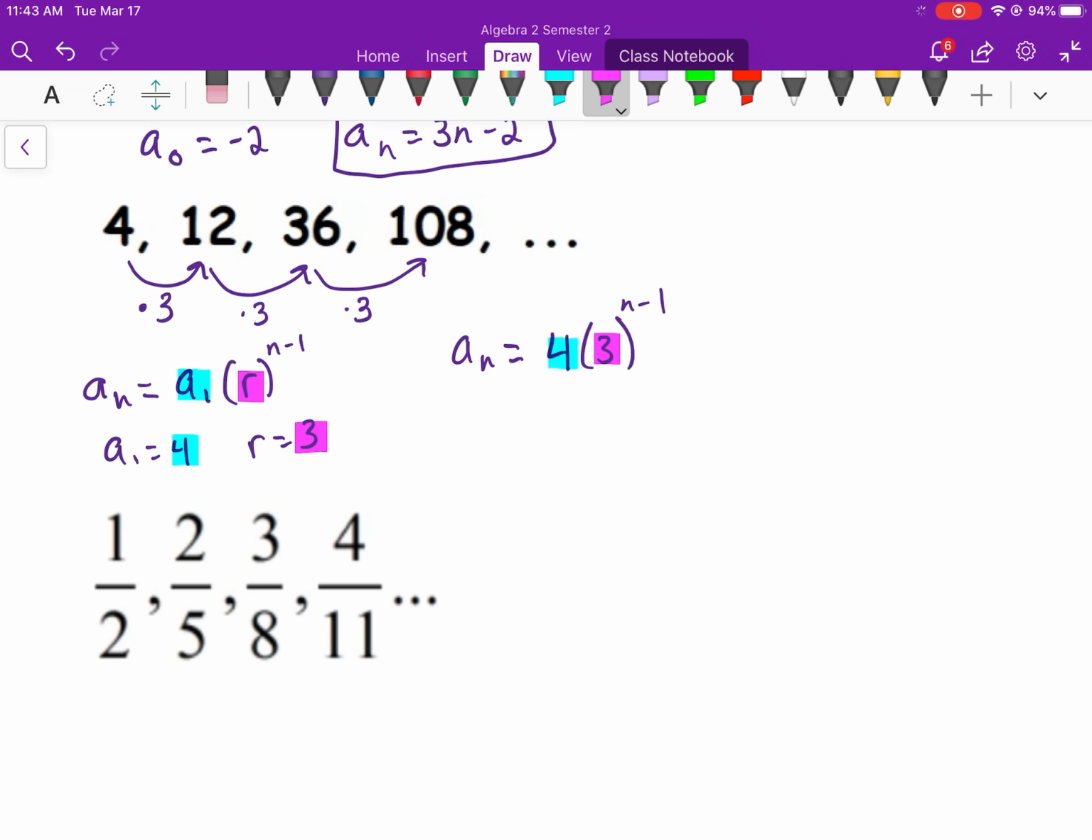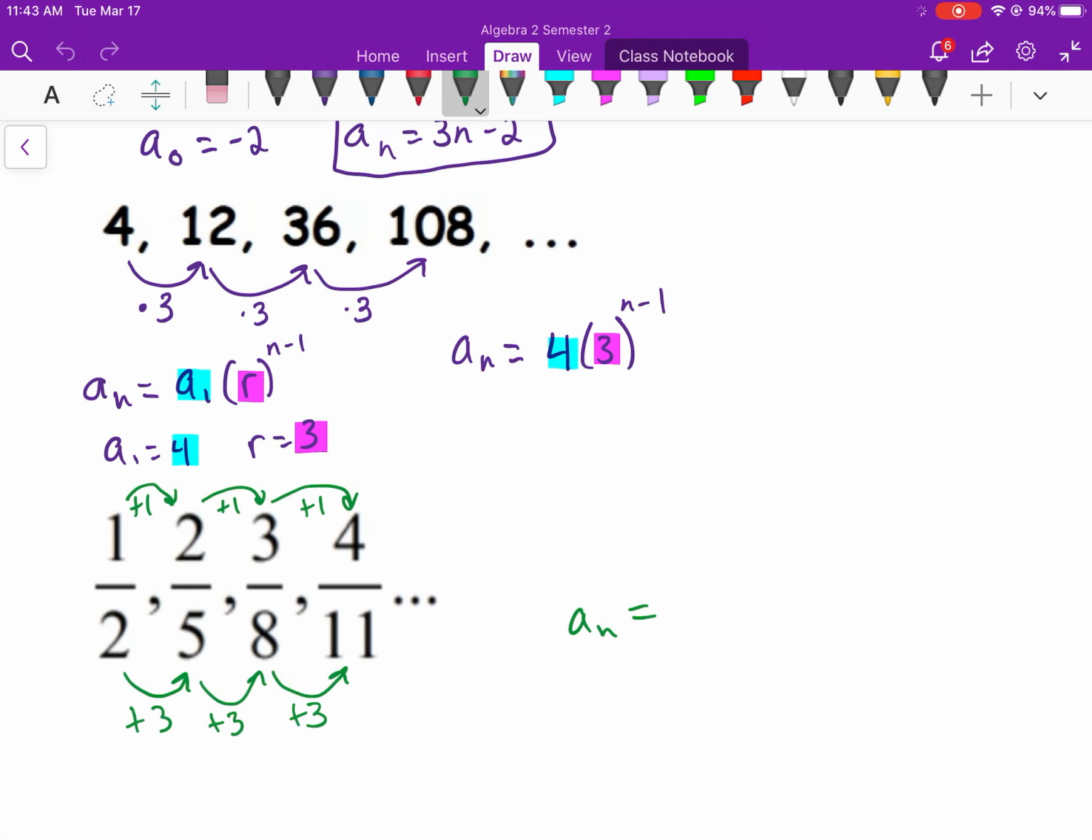Now, when we get fractions, what you're going to do is just break it up into its numerator and denominator. Okay, find the pattern in your numerator, find the pattern in the denominator. So in this case, to get to that next numerator, you're just adding 1. In the denominator, the pattern is plus 3. So both the numerator and denominator are an arithmetic sequence, so you basically just break it up. Okay, write a rule for your numerator, write a rule for your denominator.